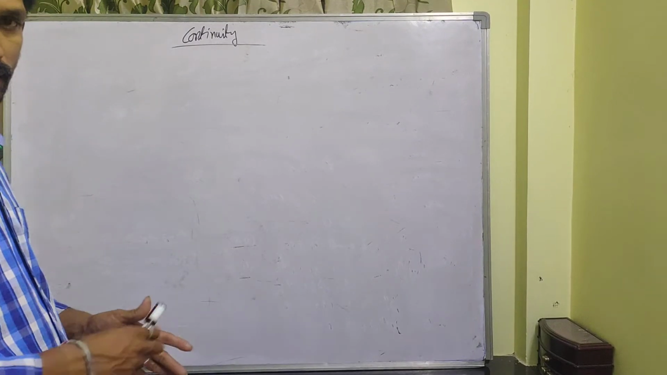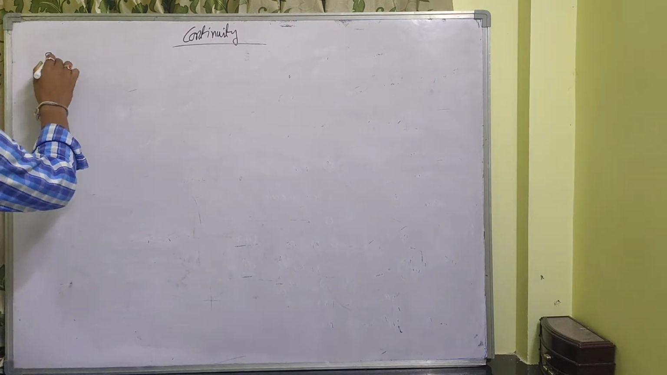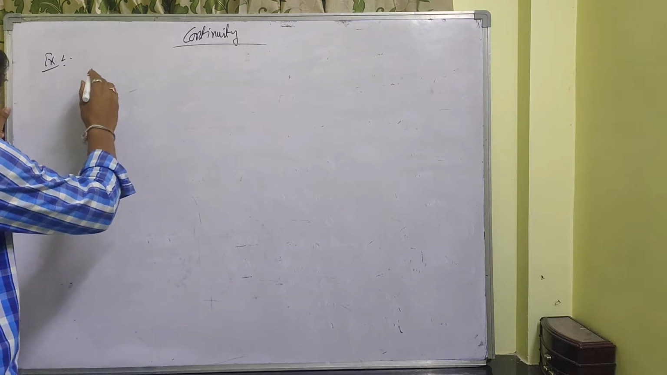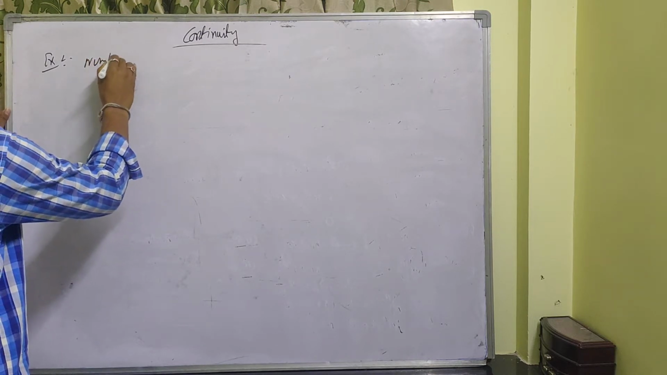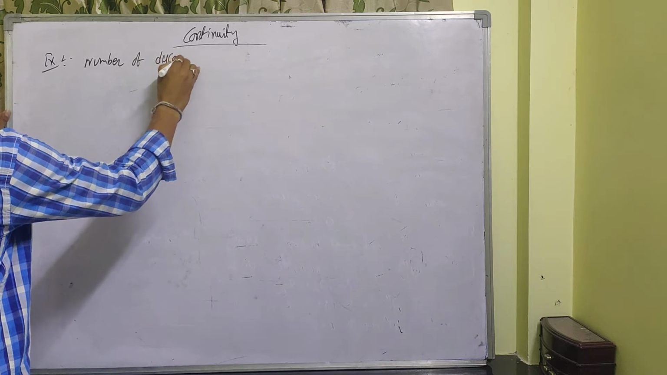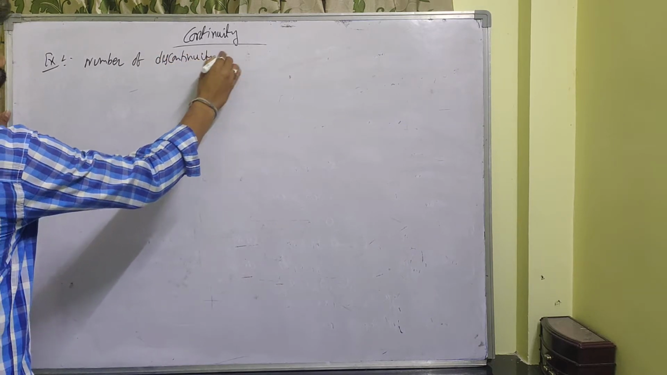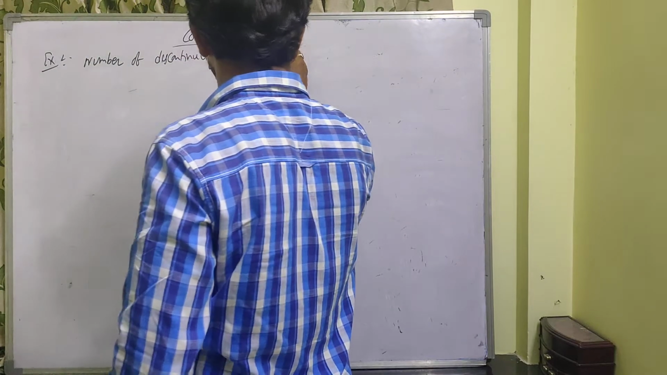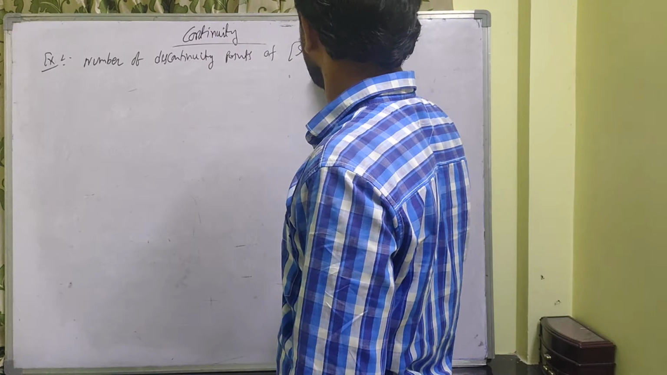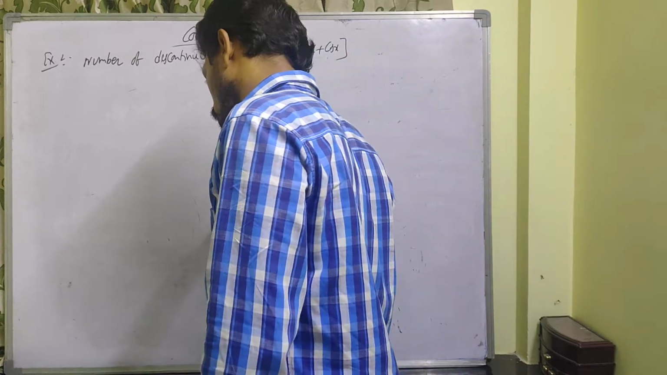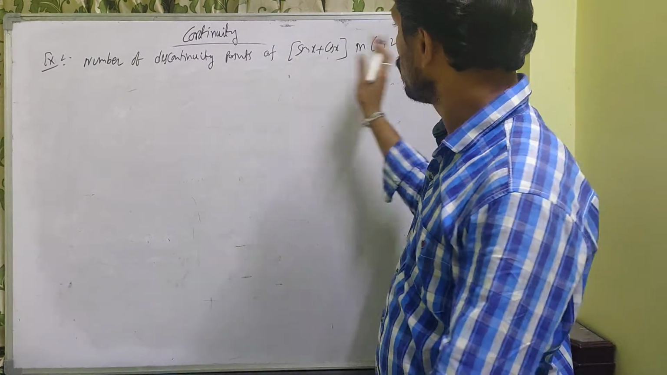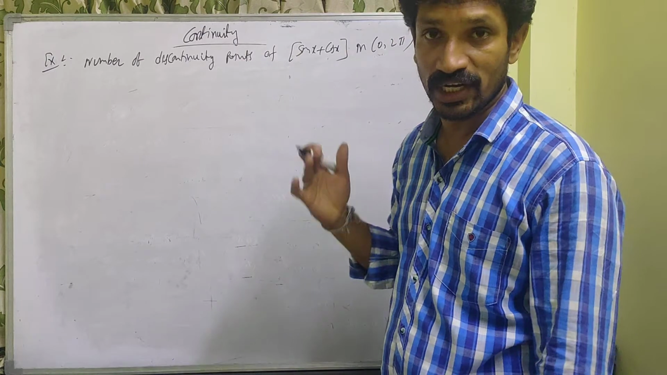Okay, based on the previous formulas, take the example. The number of discontinuity points of step of sin x plus cos x in the open interval (0, 2π). So between 0 and 2π, how many discontinuity points does this function have?